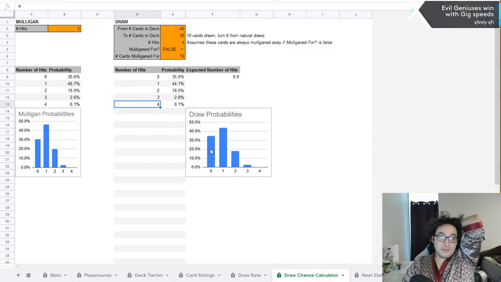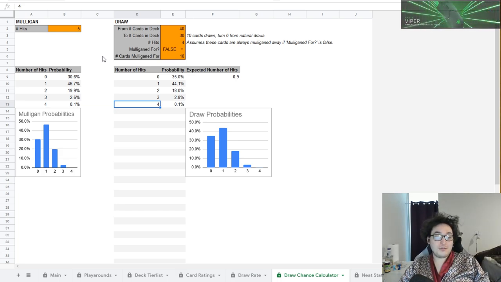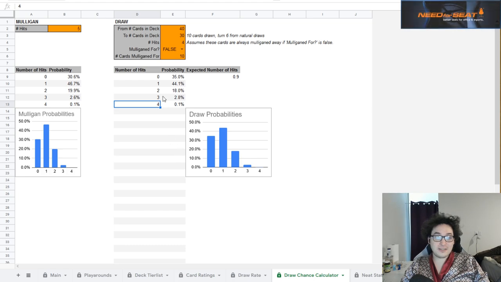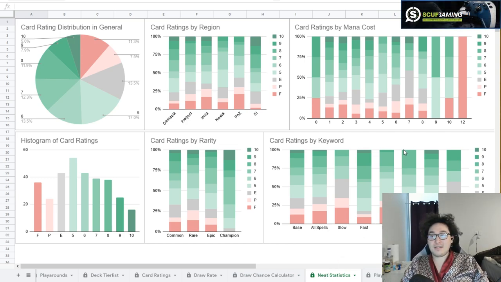Next is the draw chance calculator, a similar thing, another Yusu project. It's a little incomplete right now, but the idea behind it is you will be able to effectively calculate the odds of finding something given a certain amount of draws. So it'll effectively be a hypergeometric calculator, except a little bit more accurate because hypergeometric calculators don't account for the mulligan redraw.